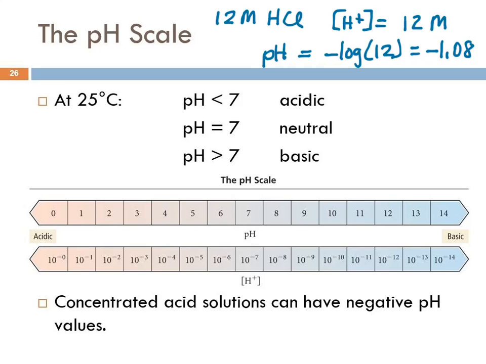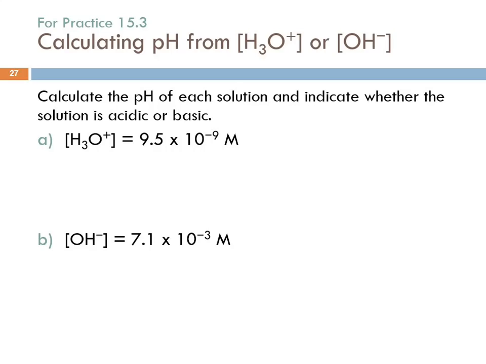Okay, so calculating pH from the hydronium ion concentration or the hydroxide ion concentration. So we kind of already did some of this, but let's look at this and predict what's this going to be. It's basic because the hydronium ion concentration is less than 10 to the minus 7. It's going to be 8 point something, right? So let's actually do it.